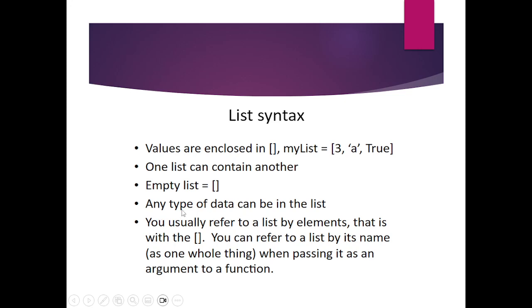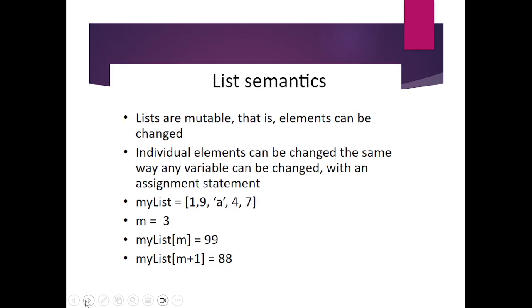Any type of data can be in the list. You usually refer to a list by elements, that is with the brackets. You can refer to a list by its name as one whole thing when passing it as an argument to a function. In our past discussions, we differentiated the list, the tuples, and the dictionary. I think the tuples are in parentheses and the list is in brackets.